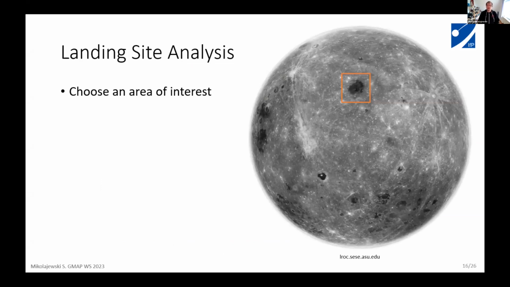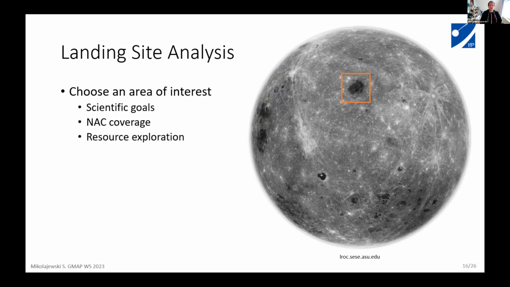So when it comes down to landing site analysis, first you start with choosing an area of interest. For this area of interest, then look at what scientific goals you can achieve in this area. Then check if you have good NAC coverage, because as we have seen before, you need to use NAC images to plan your rover traverses and look for hazards for your lander and your rover. And a plus for your area of interest would be if you have resources available that you can explore.